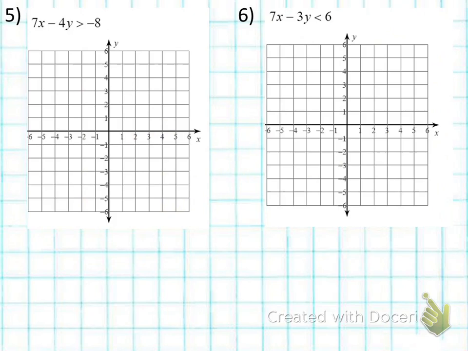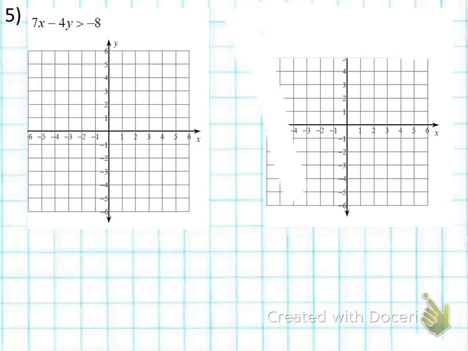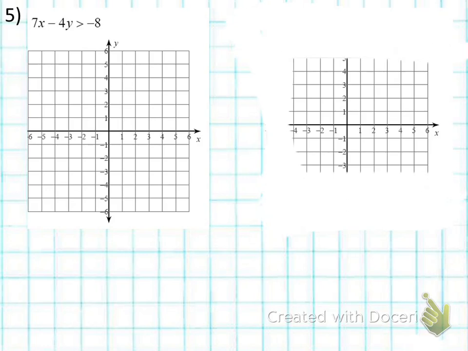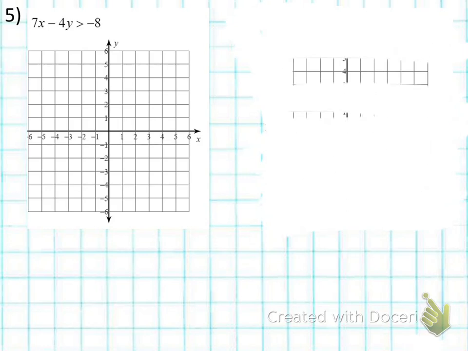Turn to your neighbor. Number 5. Turn to your neighbor. Tell him what would be the steps. Divide both sides. You know what I mean? Okay, so I'm going to do number 5.